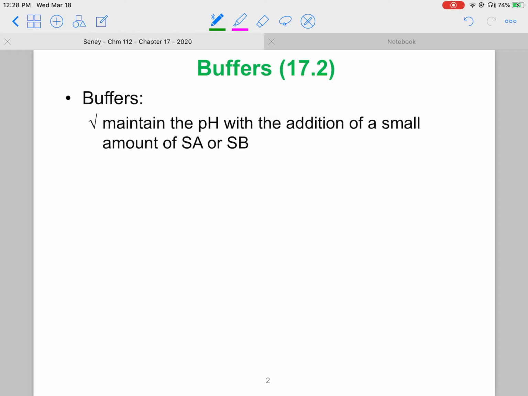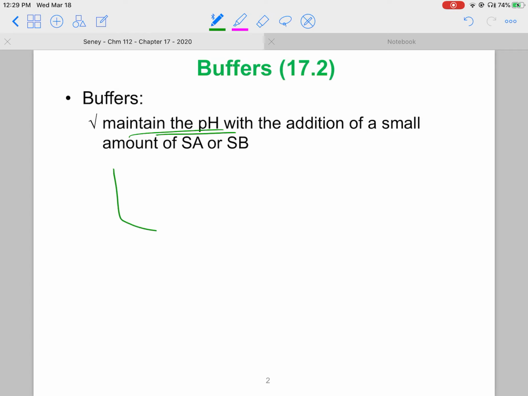Right, so right now we're going to talk about an overview of the buffers. This will be a little bit of a review, so you may or may not need this. So the first thing that you need to remember is that the buffers maintain the pH with the addition of a small amount of strong acid or strong base. So for example, we maintain pH.